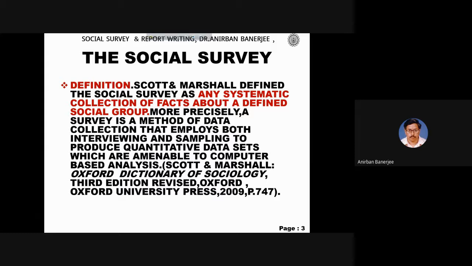What is social survey? Scott and Marshall defined the social survey as any systematic collection of facts about a defined social group. More precisely, a social survey is a method of data collection that employs both interviewing and sampling to produce quantitative datasets which are amenable to computer based analysis.